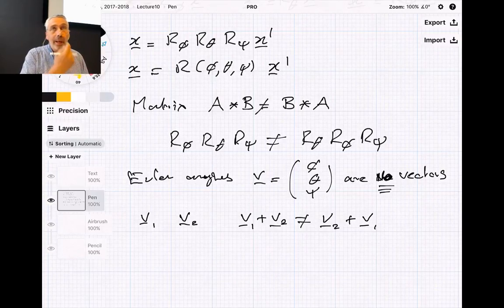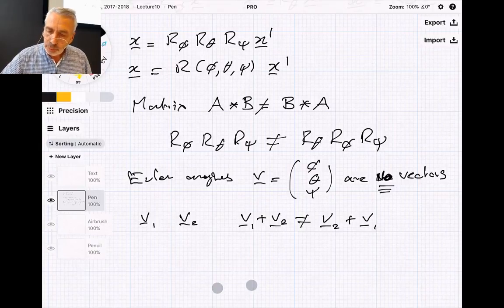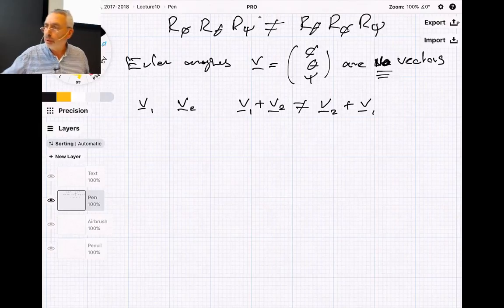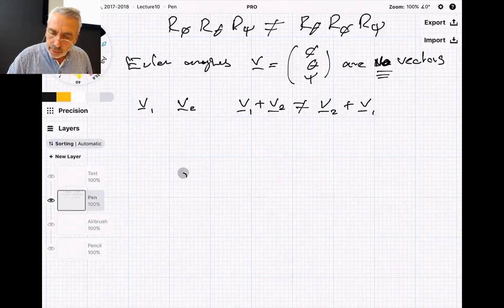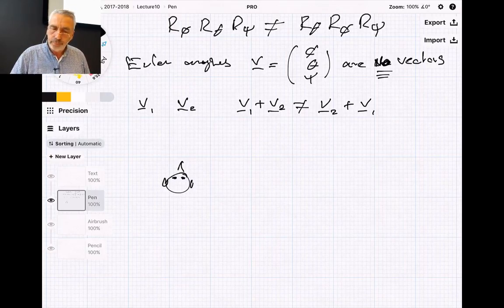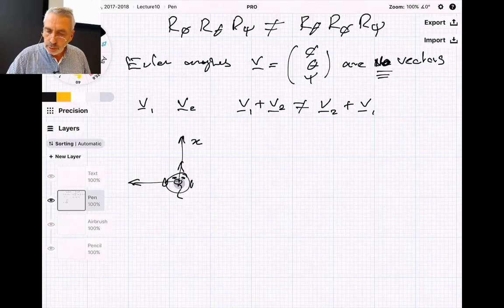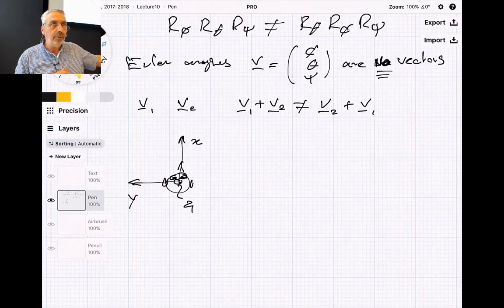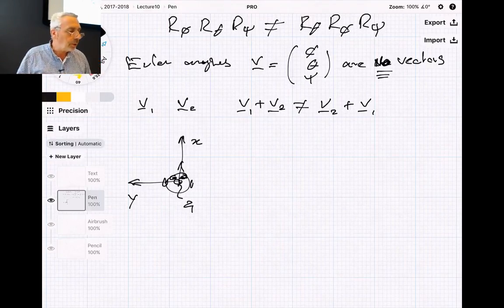For Euler angles, you cannot say that. Let's be specific and take a specific example. Let's take our head and our nose. And here we have ears, and here we have eyes. Then our coordinate system for now is such that our x is pointing forward, our z is up, and our y is this, left. So forward is x, left is y, up is z. So this is a nice coordinate system.